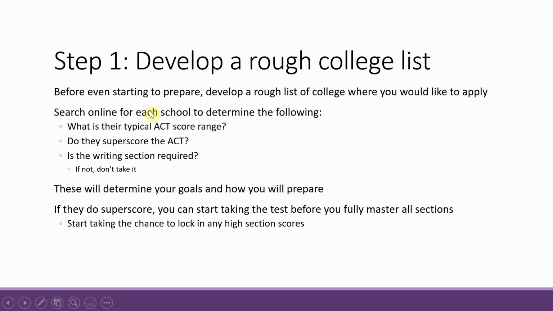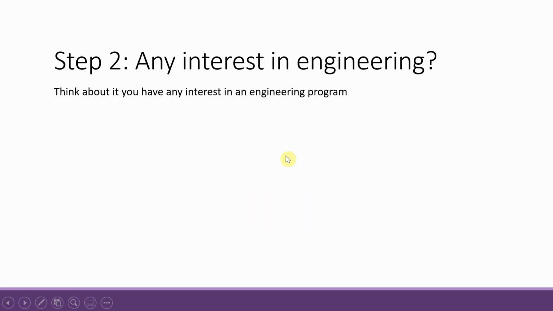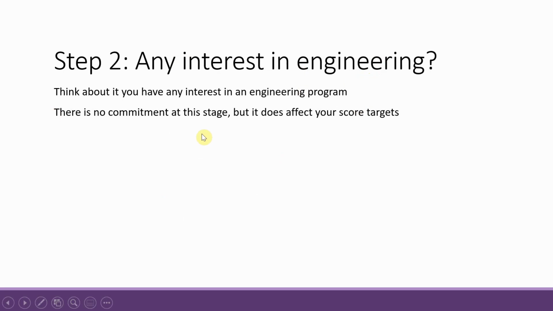So once you have your college list and you know all this, what do we do next? Just stop and think if you're interested in engineering for when you do apply to college. There's obviously no commitment at this stage. You don't have to know for sure.